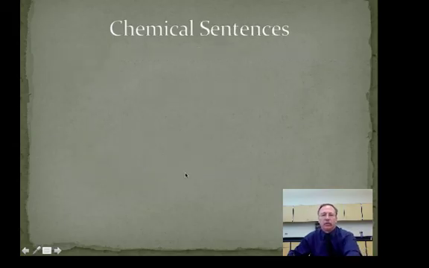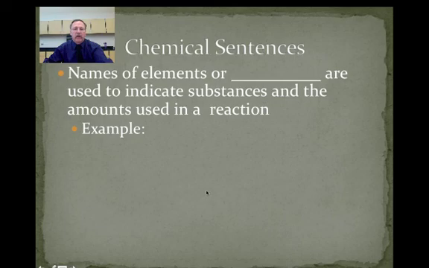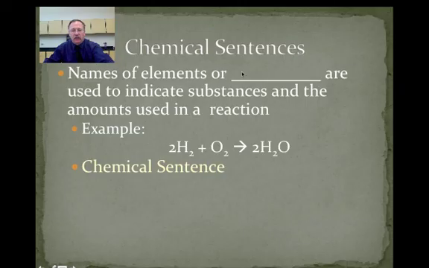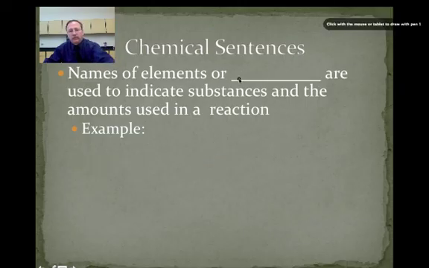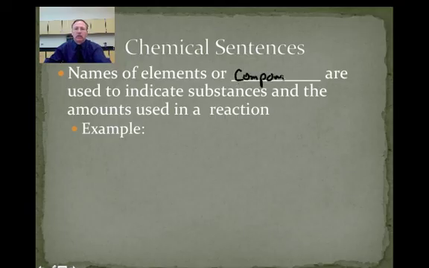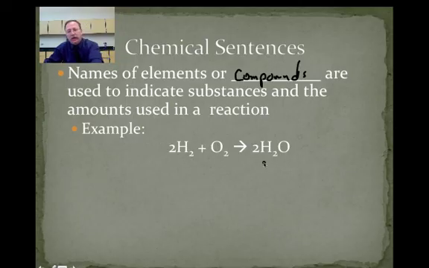Now, we talk in chemical sentences. The names of elements or compounds, because it's not always an element, are used to indicate substances and the amounts used in a reaction. For example, going back to water, here we're talking about hydrogen and oxygen and this compound over here known as water.